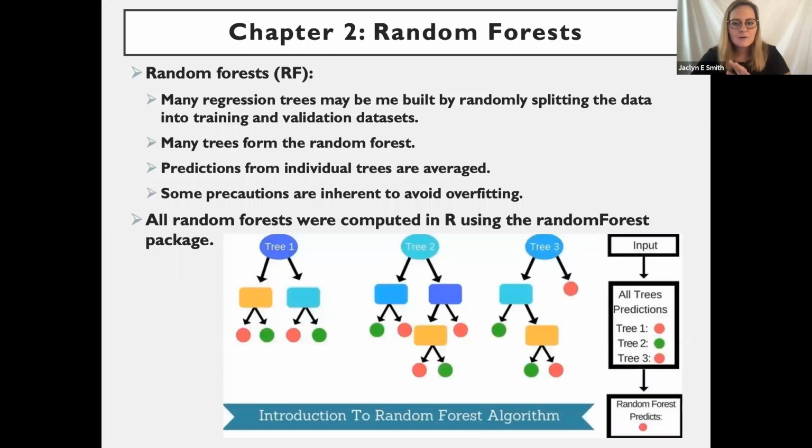The random forests make regression trees by randomly splitting the data into two data sets, a training data set and a validation data set. And it runs many, many trees in order to form a random forest. So it takes the average of all those trees in order to form a prediction. And there are some precautions built in so that it doesn't overfit. So that is nice to have in there as well. And all of this was computed with R, and it was the randomForest package that was used for this.